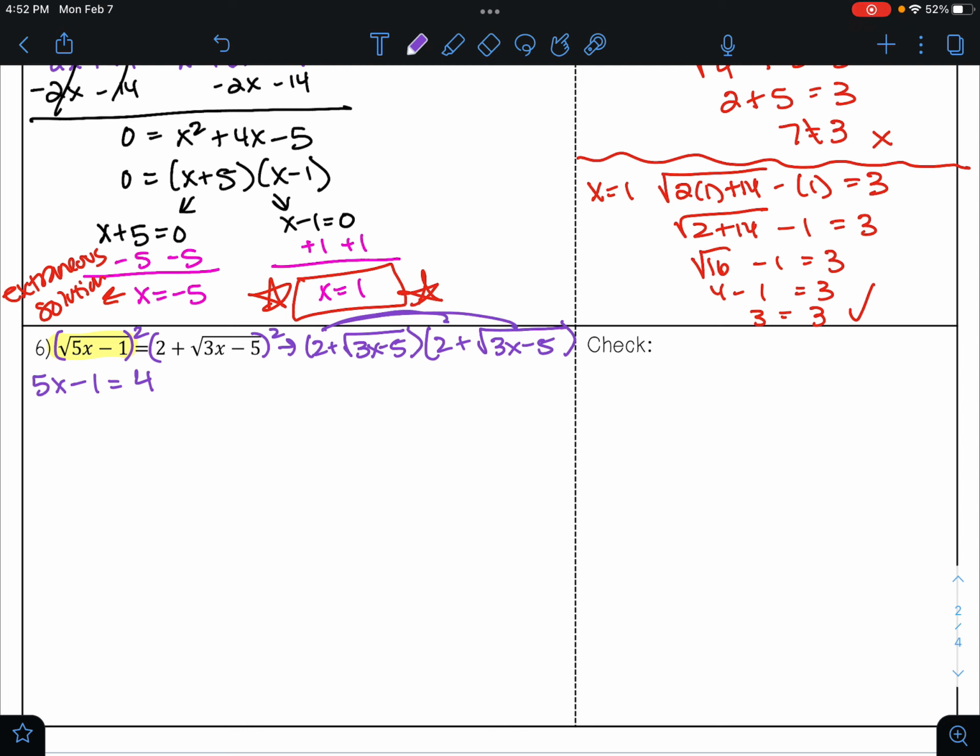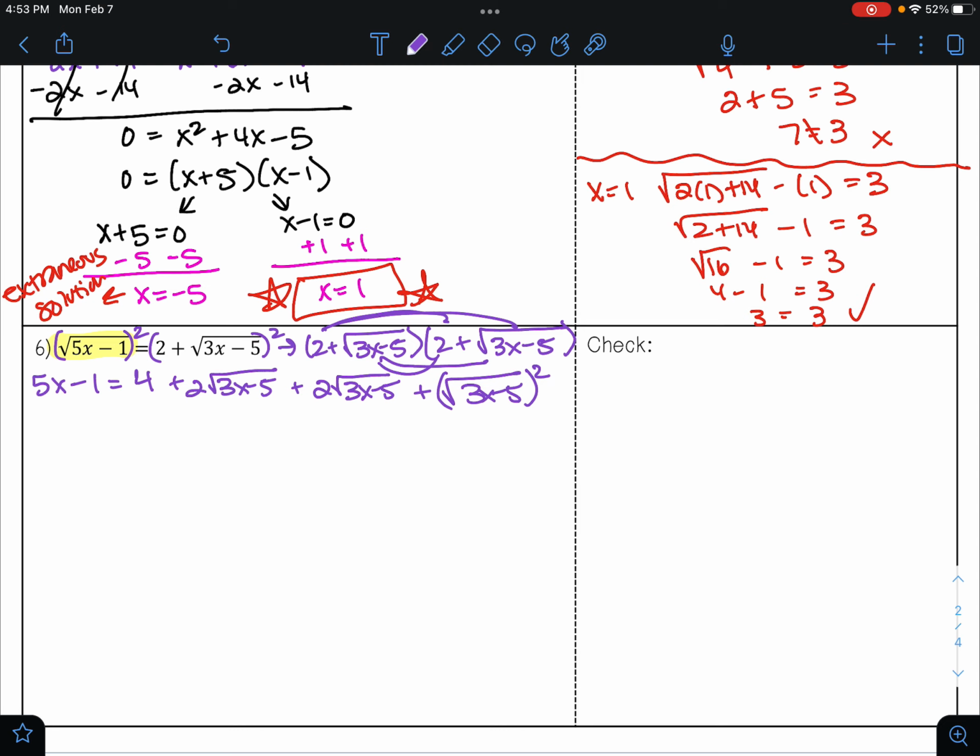2 times the square root of 3x minus 5 is 2 square root of 3x minus 5. The square root of 3x minus 5 times 2 is 2 times the square root of 3x minus 5. And then the square root of 3x minus 5 times the square root of 3x minus 5 is the square root of 3x minus 5 squared. So let's break this down and see what we have.